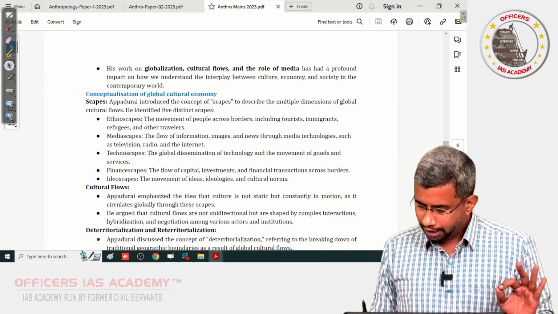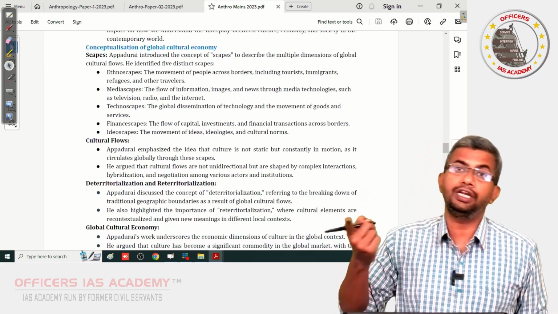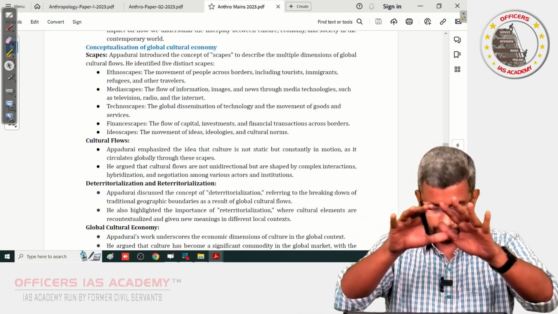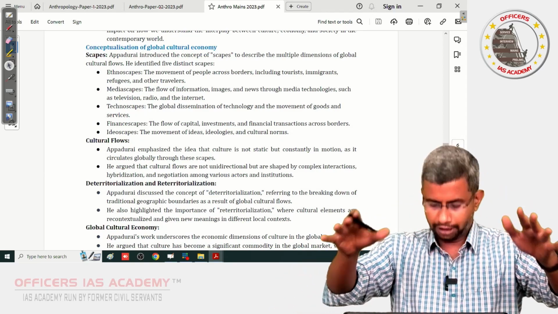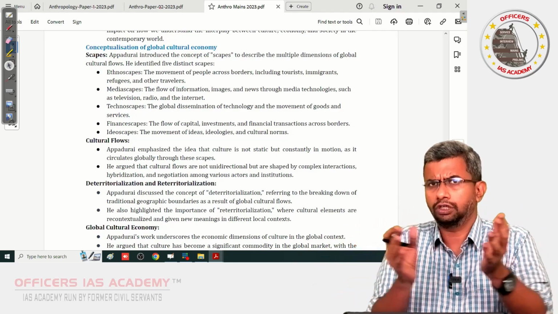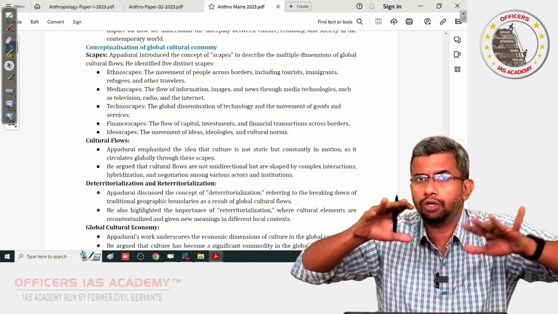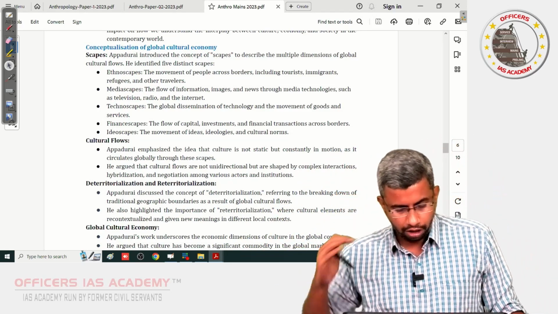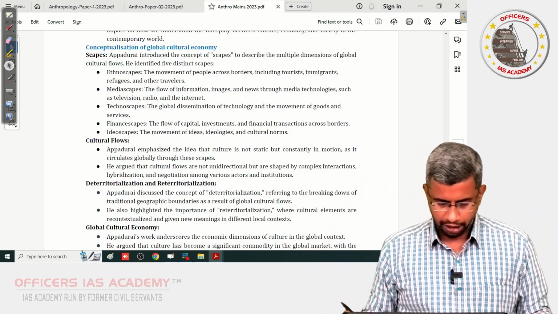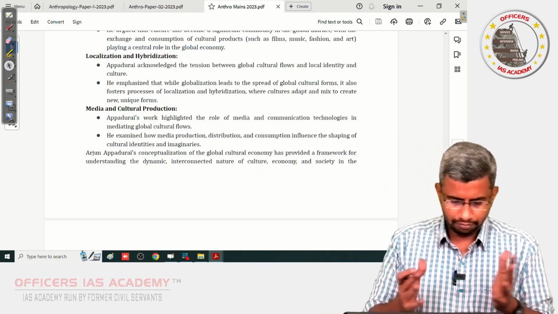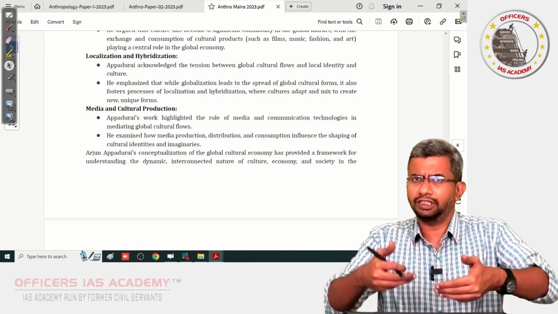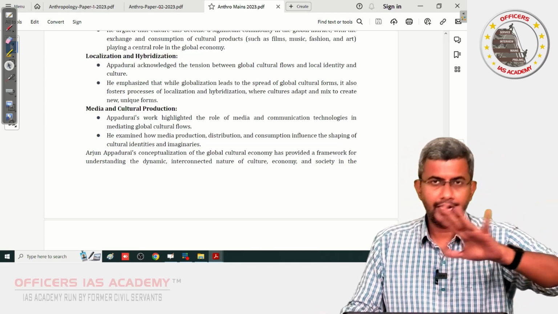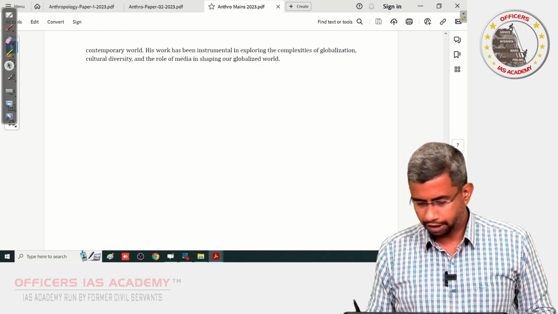And he talked about deterritorialization and reterritorialization. What is deterritorialization? Breaking down of traditional geographic boundaries as a result of global cultural flows. So it's not your territory, there is deterritorialization. And then there is reterritorialization, where cultural elements are recontextualized and given meanings, right? So that is localization, hybridization, media and cultural production. These are some additional things, but these are the important things. The 5 scapes that he came up with, and also deterritorialization and reterritorialization.